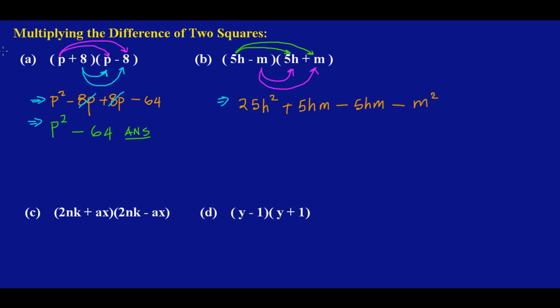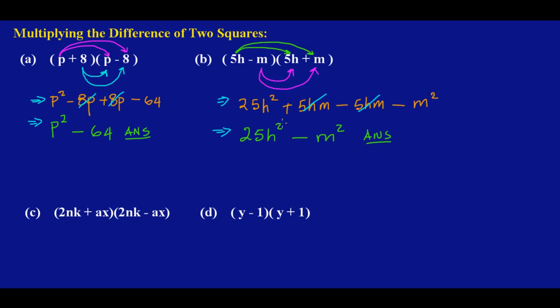Beautiful. Now, if you notice what's happening here, I have like terms to calculate. So I can say 5hm minus 5hm. These two will cancel out. They are like terms. Okay, so essentially what we have left here is positive 25h square minus m square, and that's our answer. Okay, and it's pretty easy.